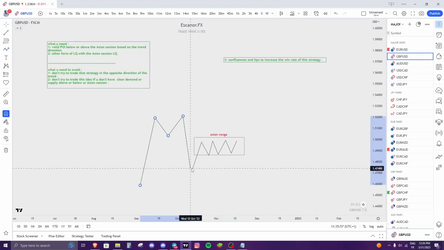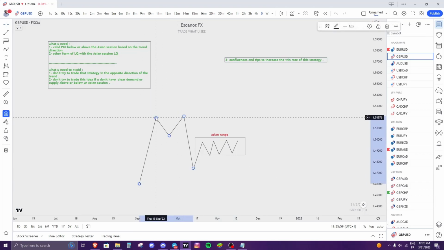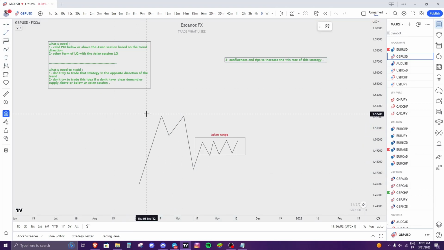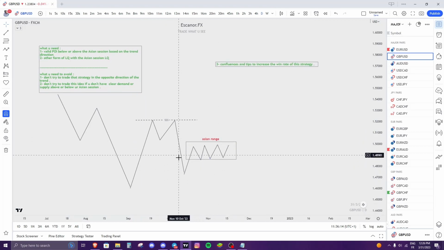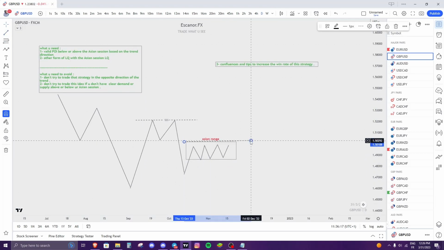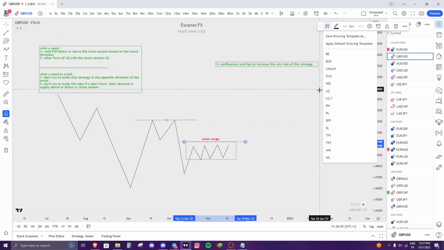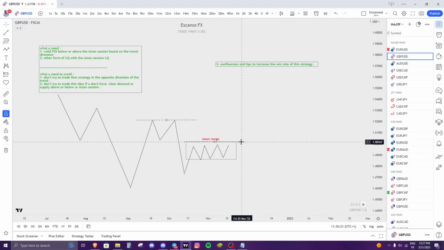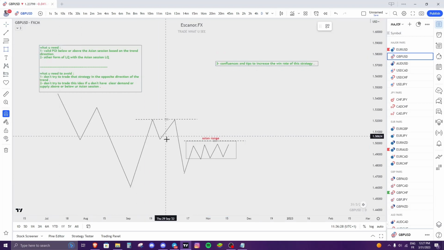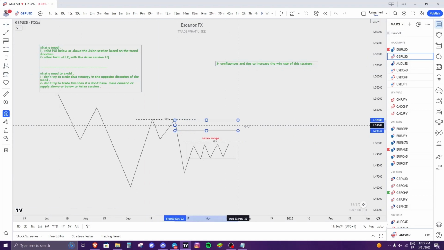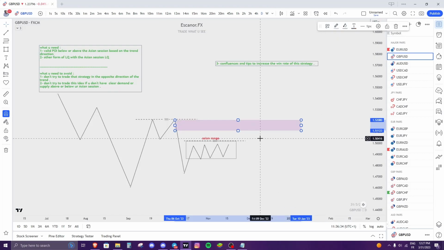So this is our second form of liquidity. We have here a double top. Let's say we are in a downtrend. This is the Asian range. We have liquidity above our Asian range, but we have another form of liquidity above it. So there are people who try to sell from this supply, for example, but it's not a valid supply because we have another form of liquidity above it.